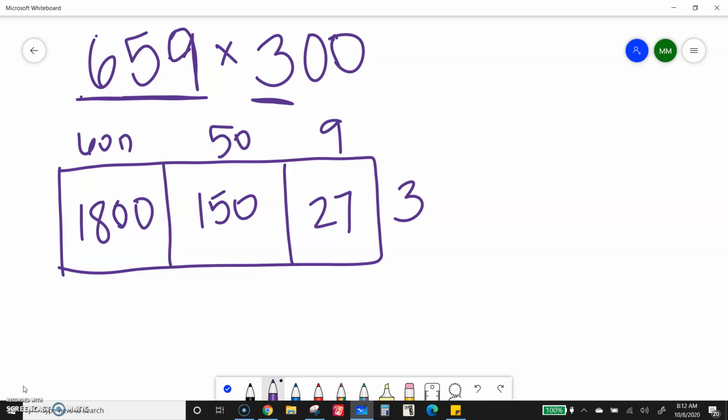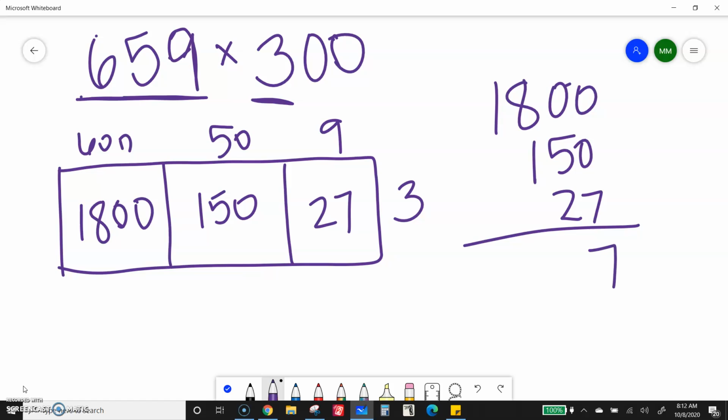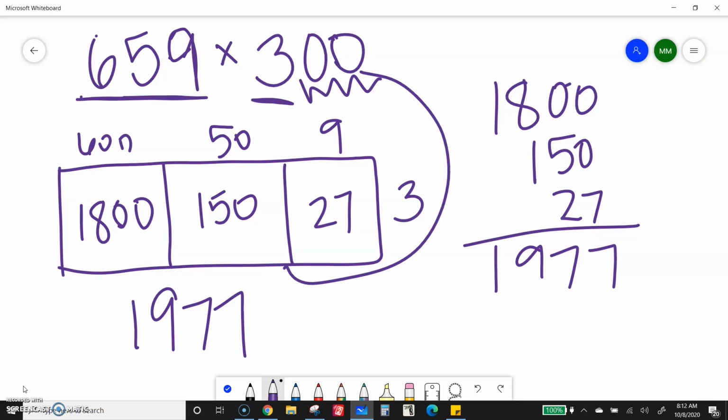So now I can add those three numbers together. 150, 27, 7, 7, 9, 1. So I get 1,977. Now I'm going to take those two zeros, put them on to get my final answer of 197,700. Okay, so I do the base fact, and then I can put on those zeros after I get my answer to the base problem.